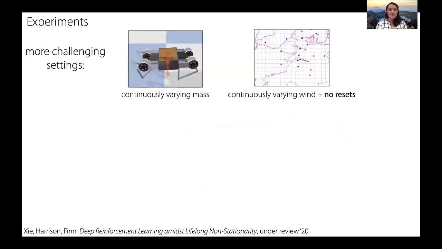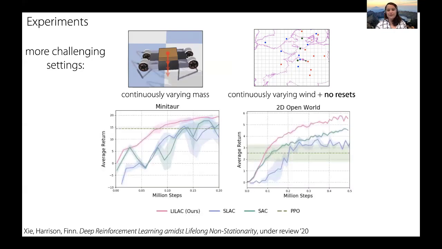This includes a Minotaur robot with a continuously varying mass of the robot, which could be representative of a payload, as well as this simple 2D object gathering task that has varying wind that affects the agent's dynamics, and it also has no resets in the world. So the agent, its entire lifetime, is navigating through this without ever having any sort of intervention from another human to reset it, for example. And it needs to collect, in this case, the red objects. And in both of these settings, again, we see that by modeling the variability in the environment and anticipating the changes, we're able to do significantly better than existing reinforcement learning algorithms.